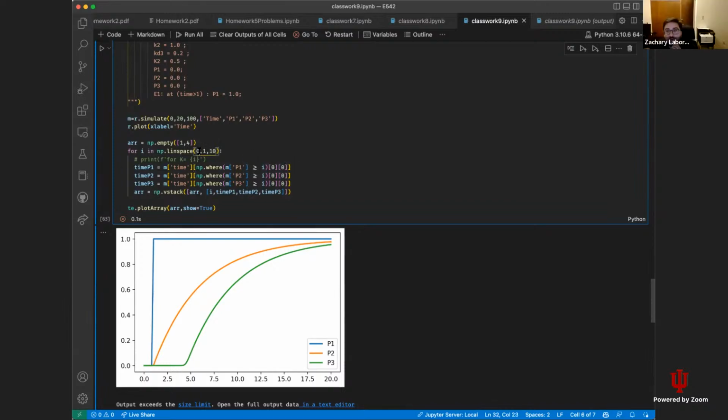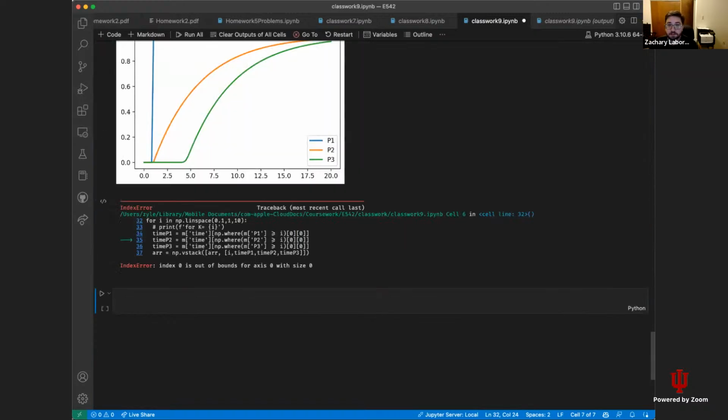Don't start the loop at 0, start at like 1 instead. Or no, probably point one. Let's just do 0.1. Fine. That's still, see, so the issue is the M value for P2.